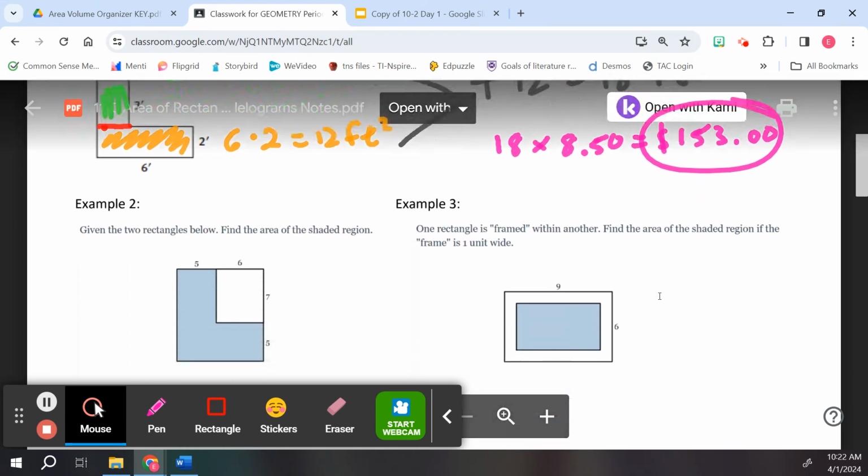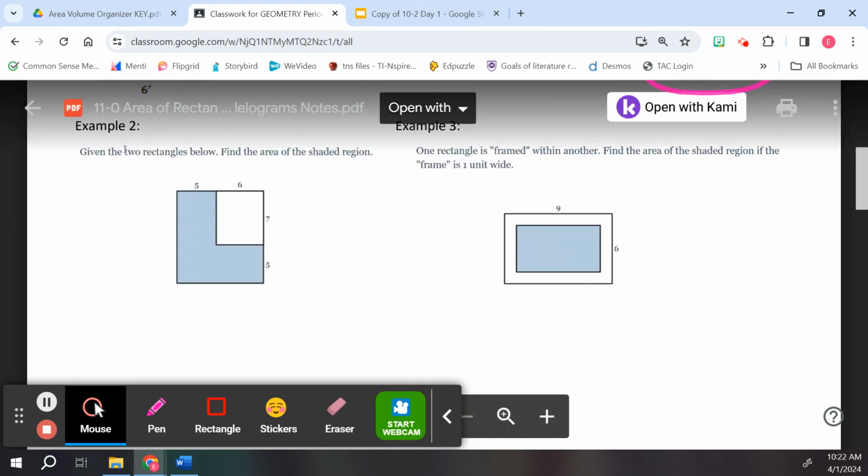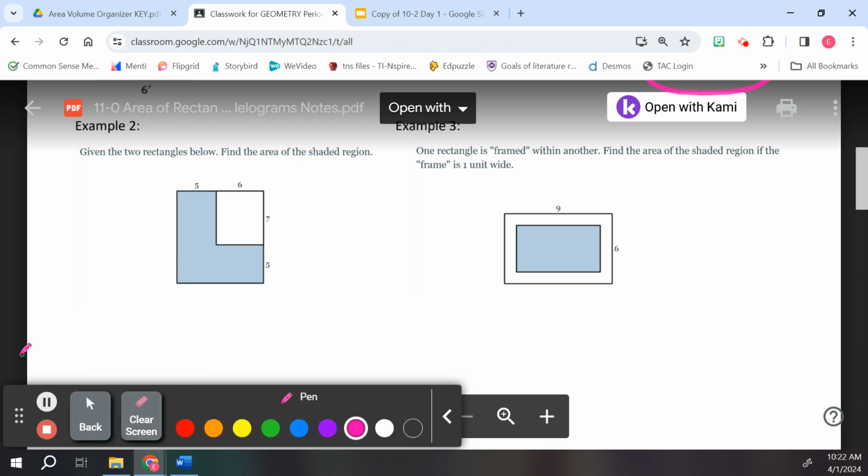All right. Example 2, given the 2 rectangles below, find the area of the shaded region. All right, so your first step. Are we okay? I read it wrong because I read it as 15 point when it was actually 153. You're okay. Don't sweat it.